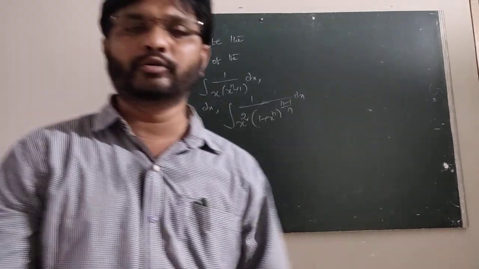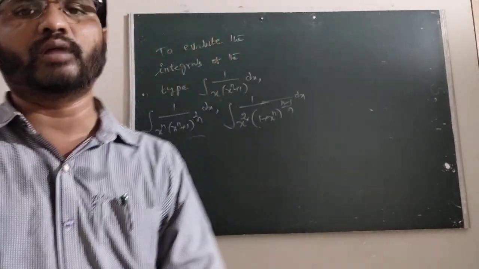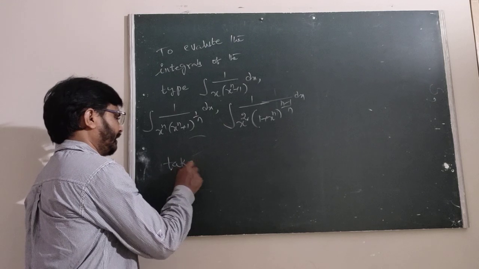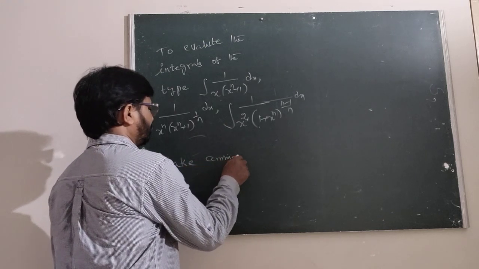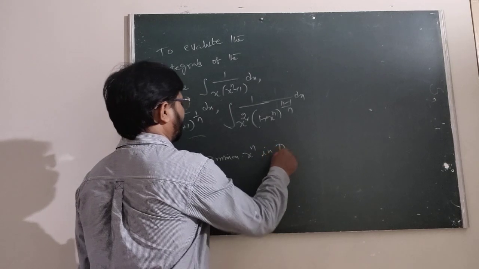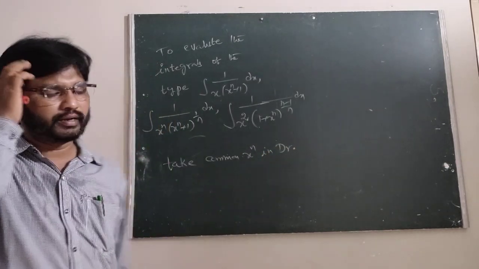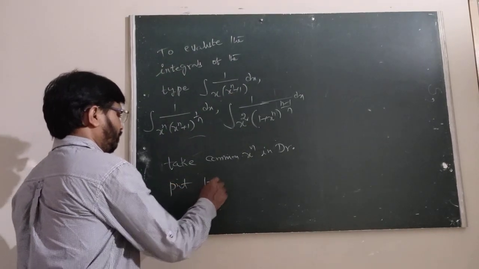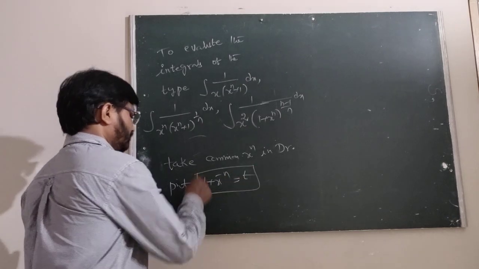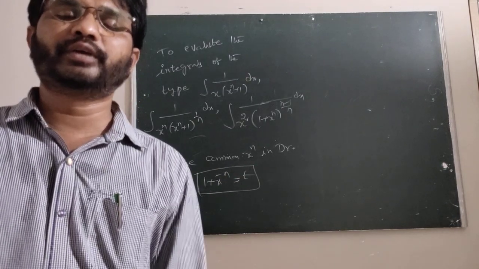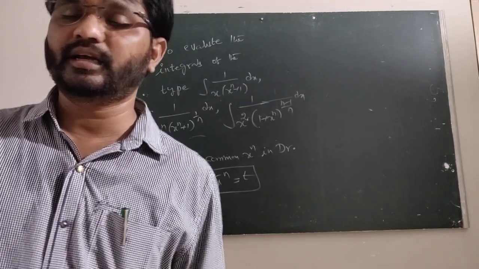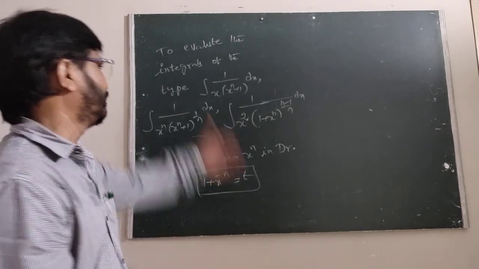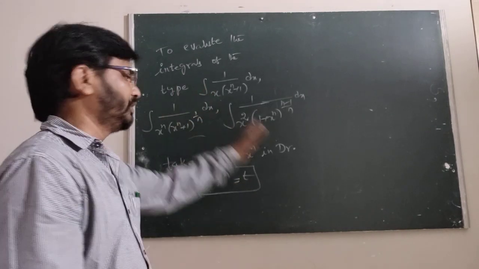So how to evaluate these type of integrals? First we take the common x power n in the denominator. Are you understanding? Take the common x power n in the denominator, then put 1 plus x power minus n as t. Then we can get the solution of these type of integrals.